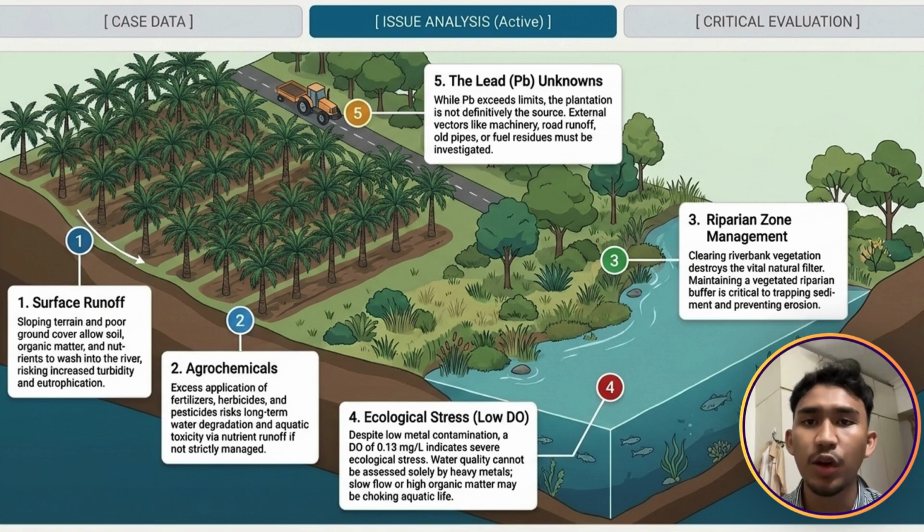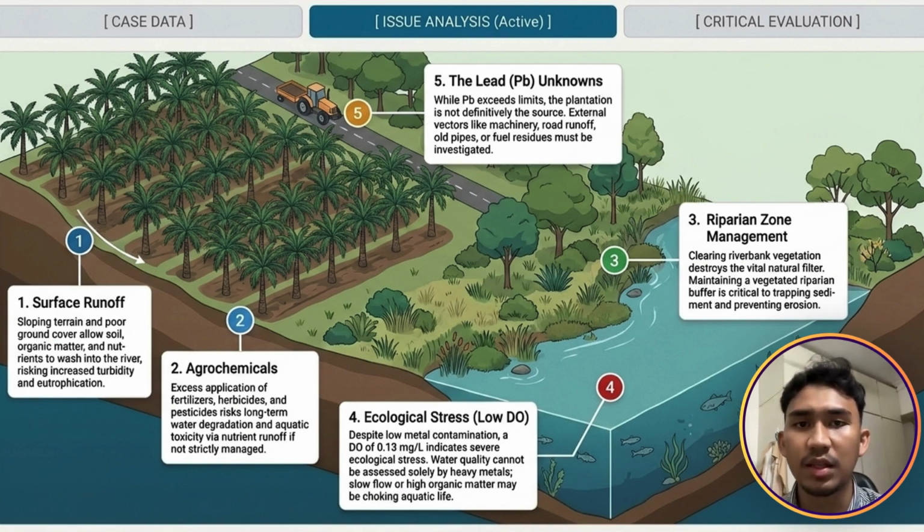The second issue is the application of agrochemicals. Excessive fertilizer and pesticide use may introduce contaminants into surrounding water bodies if management practices are not properly controlled.